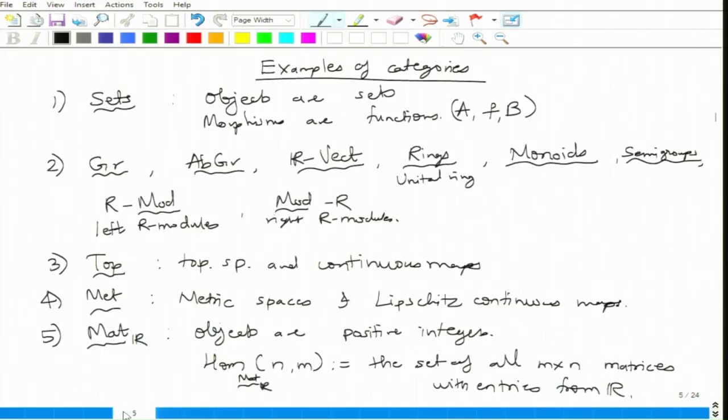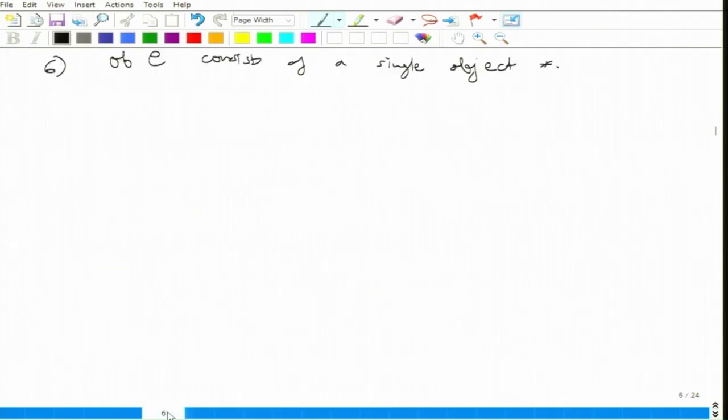Yes, thanks for asking that. Composition in Mat R is multiplication. Multiplication, correct. Yes, let me write that. Composition is multiplication. Very interesting way. It shows you this power of categories. You can abstract things out.